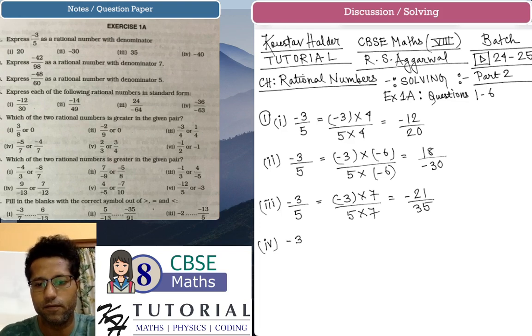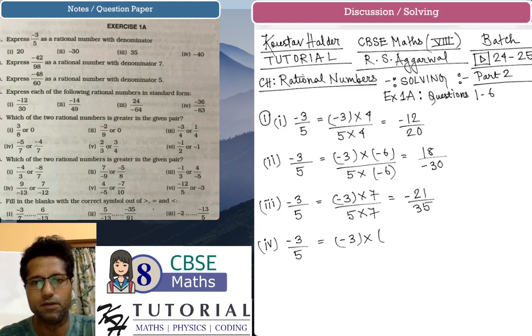So clearly we have to multiply both the numerator and the denominator with minus 8. The denominator is 5. To make it minus 40, we have to multiply it with minus 8.